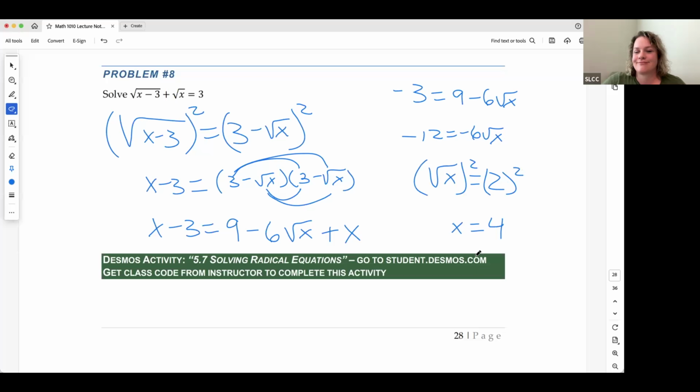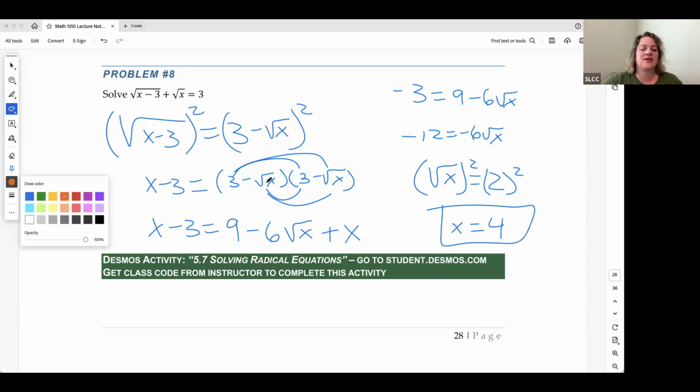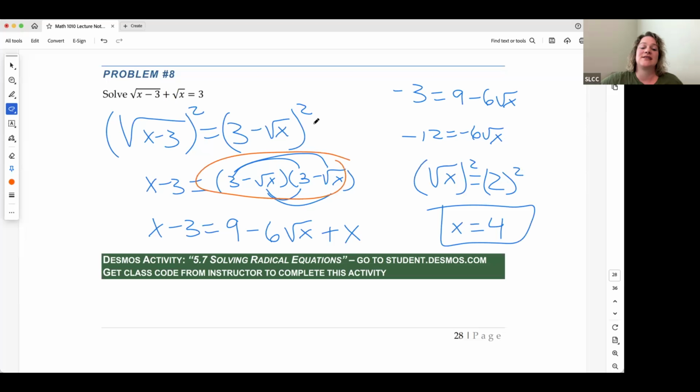Should I box it? Not yet. I should check to make sure it's not extraneous. When I plug in 4, 4 minus 3 is 1. And then the square root of 4 is 2. So 2 plus 1 is 3. Awesome. I love it. The biggest issue that students see here is they want to say, oh, that's 9 minus x. No, don't do it. Don't let that be you. Don't forget to take those two binomials and distribute.